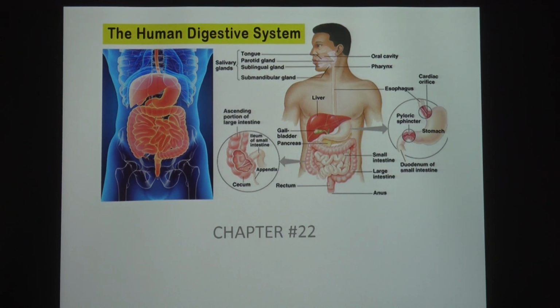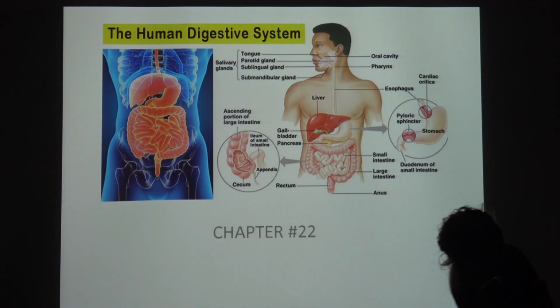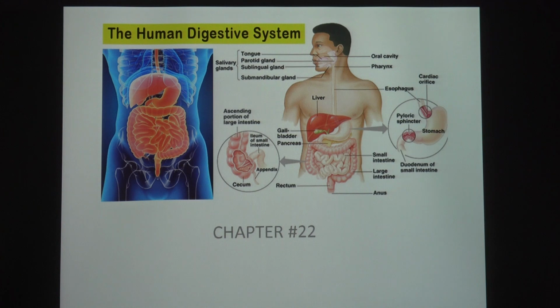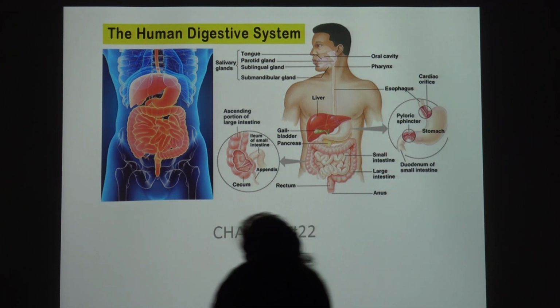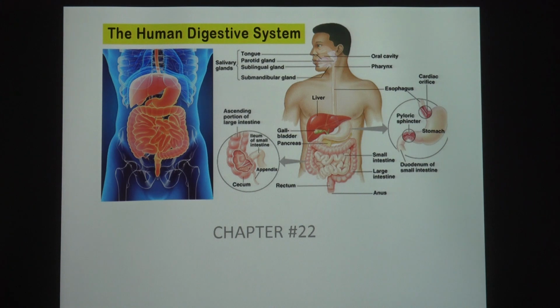All right, so we're going to take a look at the digestive system. This is chapter 22. We've just done the diagram over on the board, and so now we're going to take a look at the rest of the body system and fill in some of the details from the diagram that we just finished off.